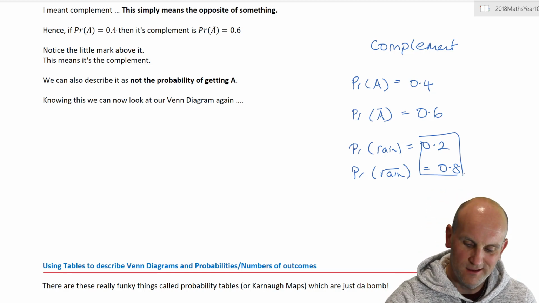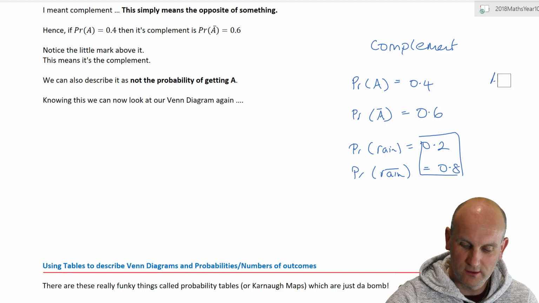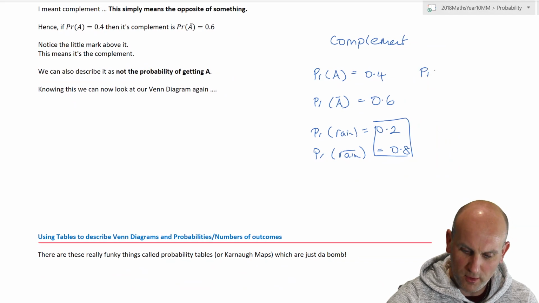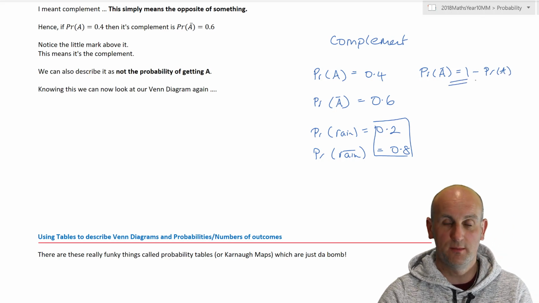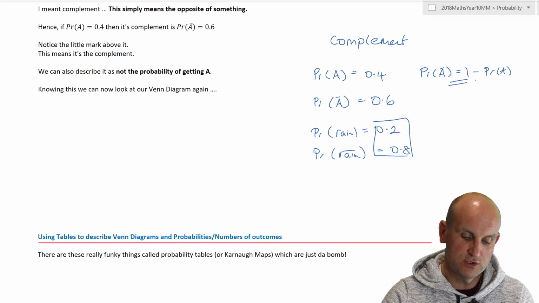More formally, we can write this as the probability of A not happening is 1 minus the probability of A happening. It's all very exciting, and probability just restates stuff, yeah? So, what does this actually mean to anything?